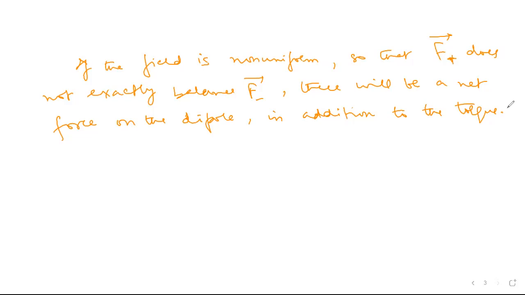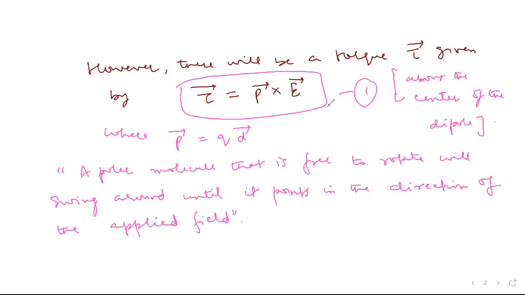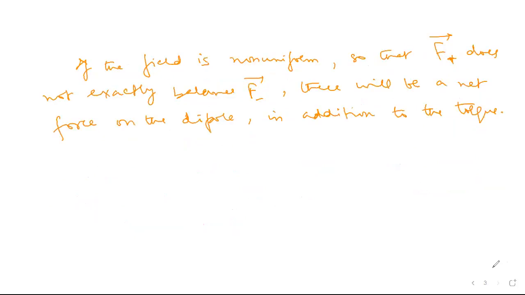And for a perfect dipole of infinitesimal length, this equation 1 gives the torque about the center of the dipole even in a non-uniform field, right? So in a non-uniform field, there is a net force in addition to the torque, but this expression for torque gives the torque in case of uniform as well as non-uniform field, provided the dipole is of infinitesimal length, right?